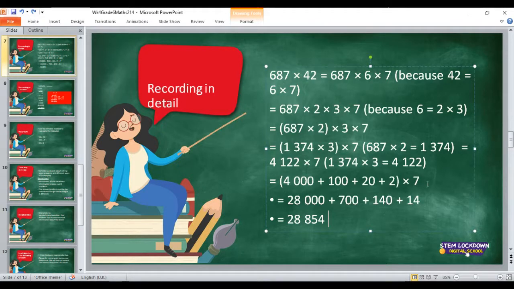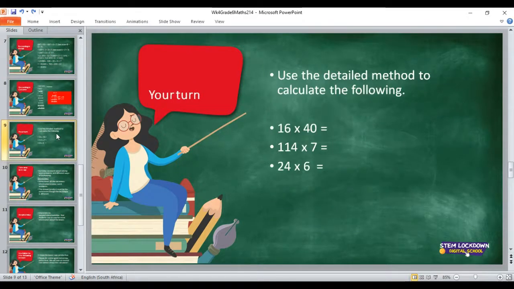100 multiplied by 7, the hundreds also should be a mental calculation, which is now 700. 20 multiplied by 7 is 140, and 2 multiplied by 7 is 14. And now we add that up. The total answer is 28,854. Okay, now I want us to do these, there's 3 sums that I want us to do.